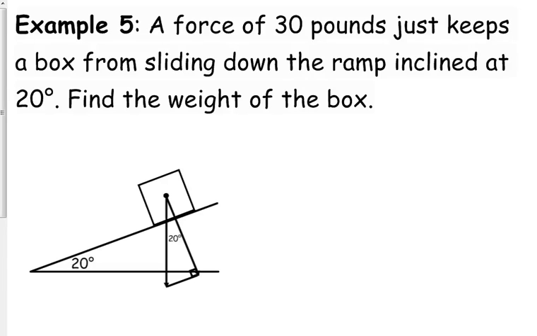Now, I'm going to explain it, but really, it's very simple. All you have to do is remember the setup. You don't even have to worry about drawing the picture, but I'm going to explain the picture to you. So we have a force of 30 pounds that keeps a box from sliding down a ramp that's inclined 20 degrees. Okay, so if you're this triangle over here, you've got an inclined ramp 20 degrees, box is sitting on.